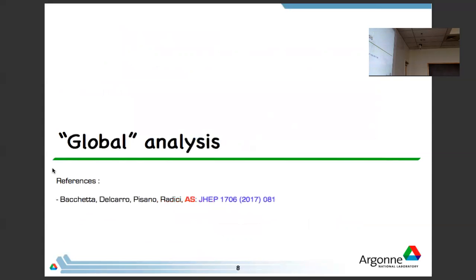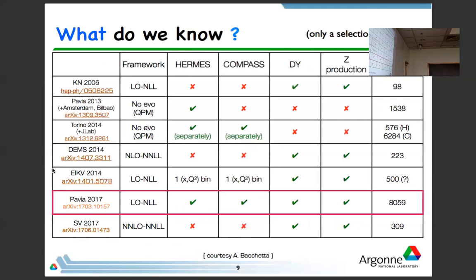Regarding global analysis of unpolarized TMDs, this is more or less a selection of the results that we know about unpolarized TMDs. The two most recent ones are the so-called Pavia 2017 fit, and the fit by Scimemi and Vladimirov. Since Ignacio is here and he's going to talk about it, I leave the last line to him, and I'm going to talk about the second last line. Okay, the second last line, as you can see, is the first fit that involves semi-inclusive DIS, Drell-Yan, and Z-boson production data.